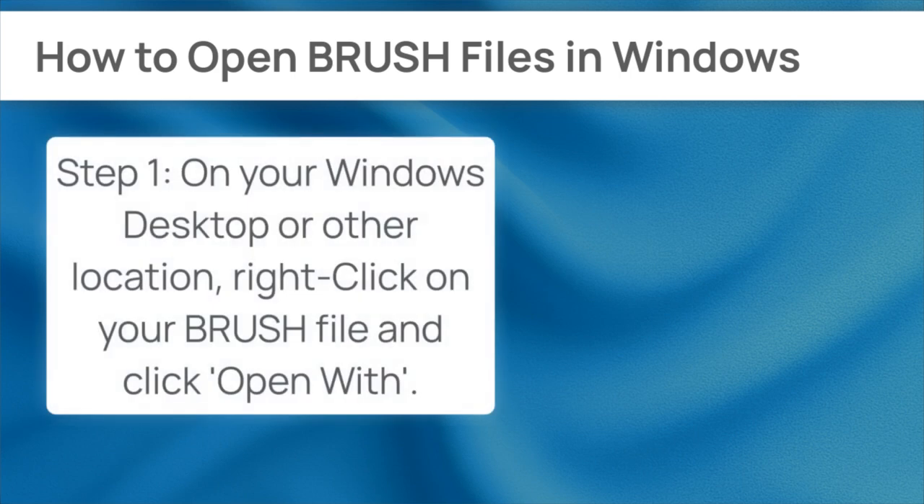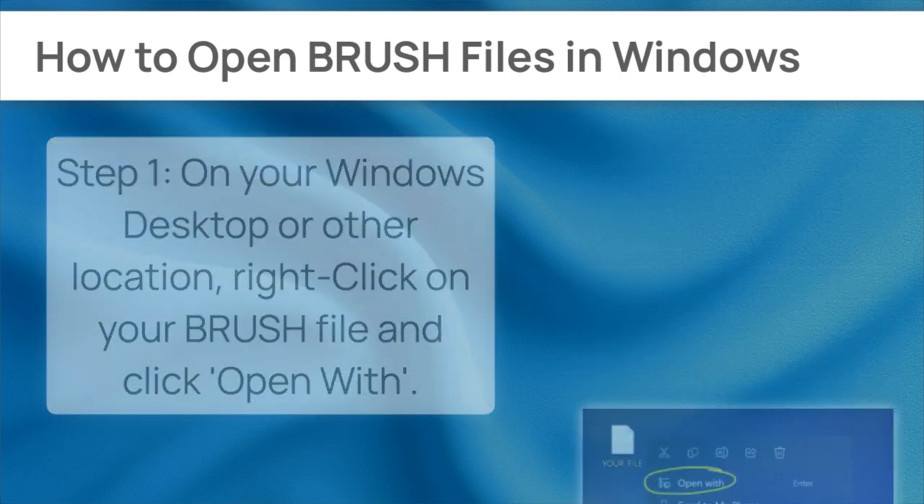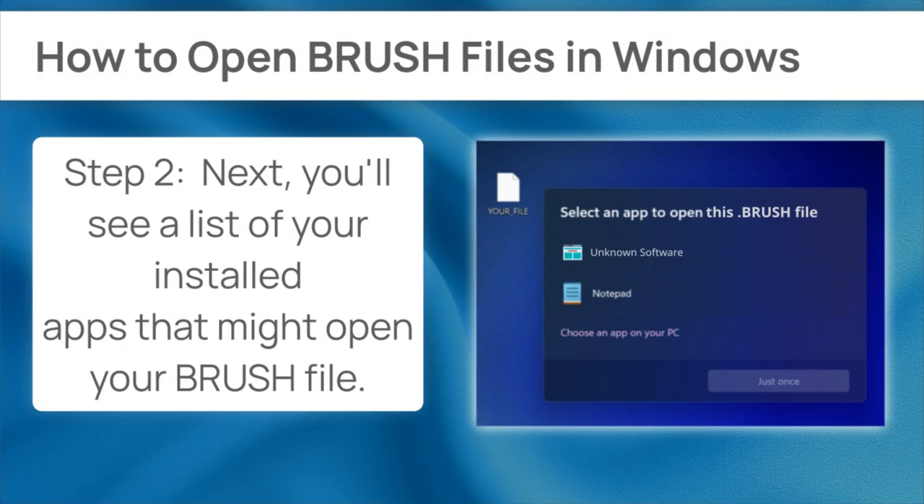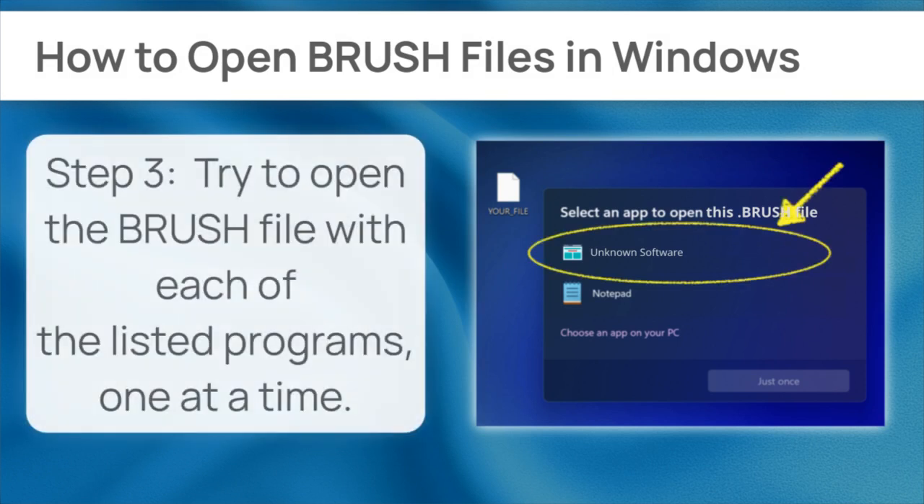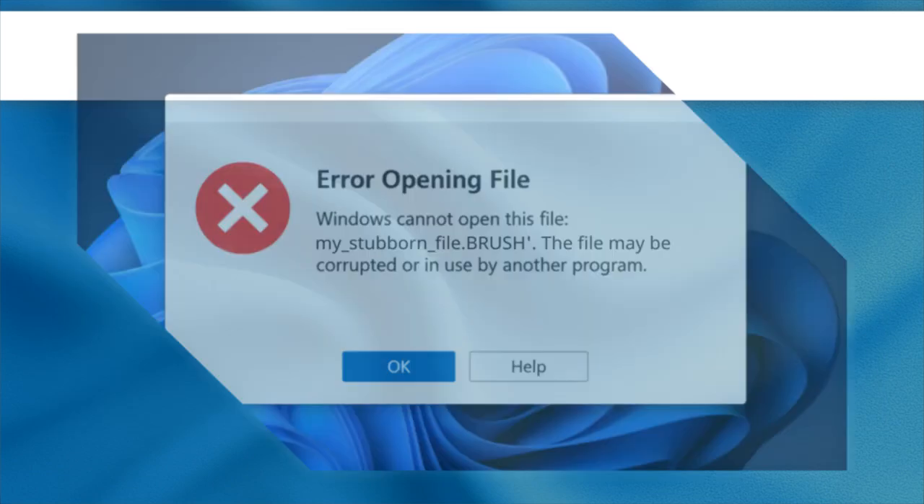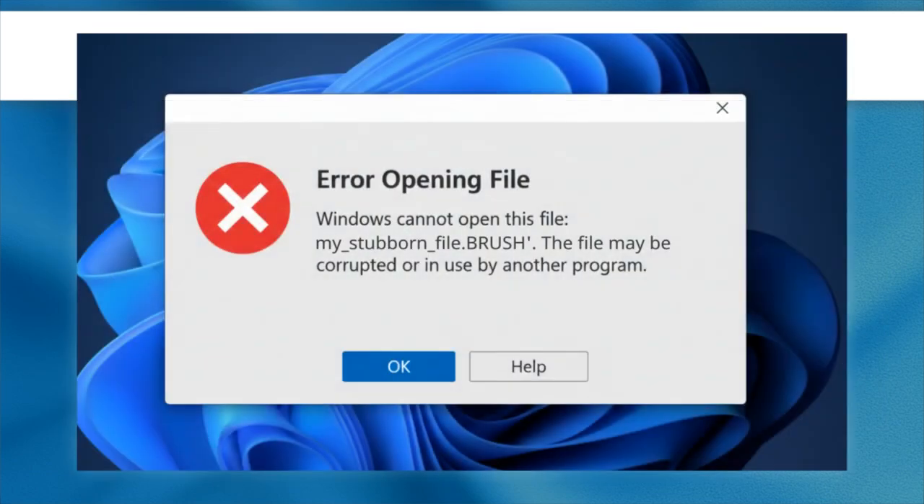To force file access, right-click your brush file and select Open With. If unknown software is an option, test it. If it's not available, choose another program. We are trying to find the specific compatibility bridge. If the brush file won't open, don't panic.